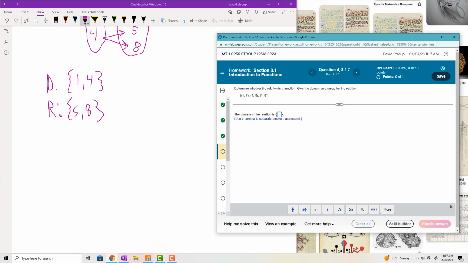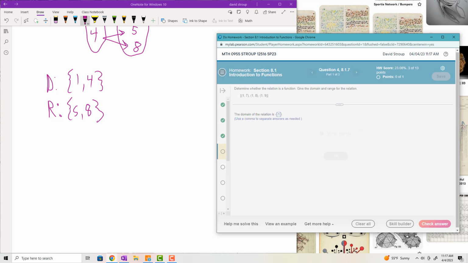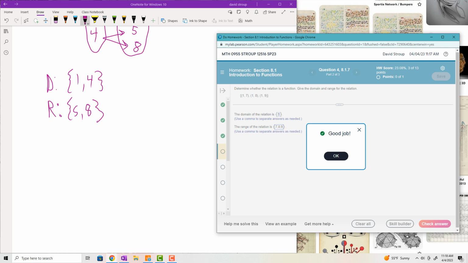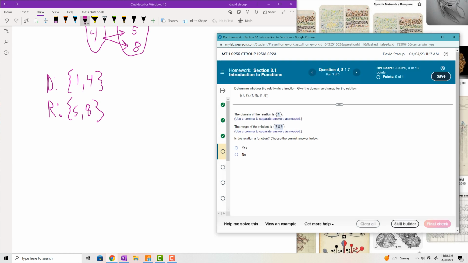This guy is definitely not going to be a function because 1 is going to 3 different places. But anyways, the domain is just the number 1. So you can have just one element in your domain. And then the range is 7, 8, 9, the y values. And then it's not a function because you have 1 going to 3 different places.